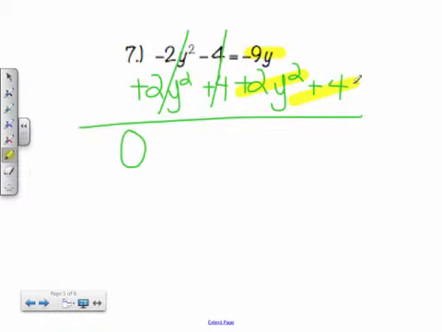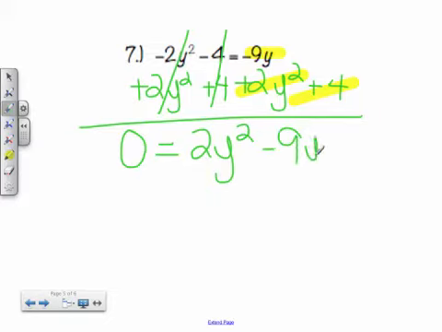1, 2, 3 terms, but I'm going to put it in descending order so that my format is ax squared plus bx plus c. So the ax squared in this example is the 2y squared, the bx is the negative 9y, and the c is the positive 4. So now I'm going to go through my list of questions to factor this. There's no GCF, it's not a difference of perfect squares, so what I'm going to do is try to put it as the product of 2 binomials. The leading coefficient is 2 right here.